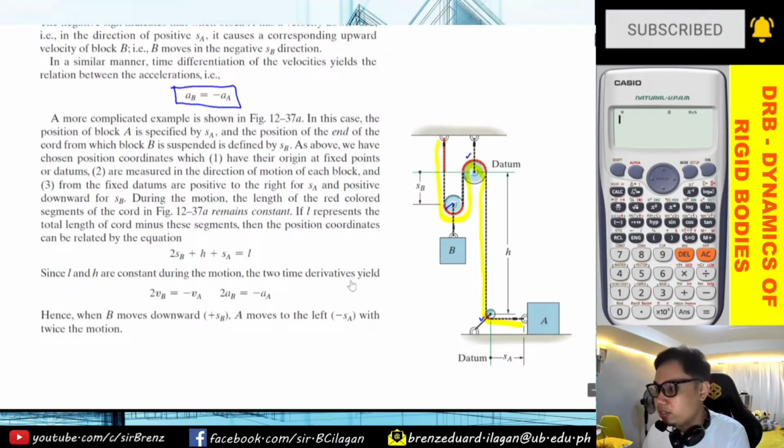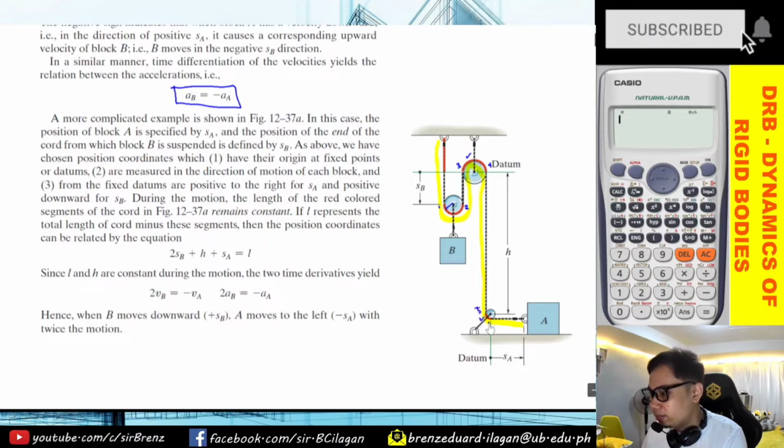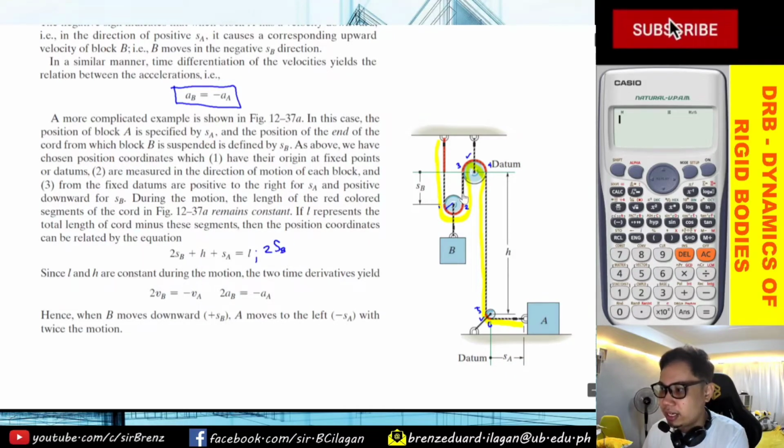Pero kung gusto mo siyang isulat, so sabihin natin na, ano bang pwede natin gawin dito? So sabihin natin itong 1 to 2, ito 3 to 4, ayan siya. And then this one is 5 to 6. So generally, ang kabuuan kasi ng equation na to should be written like this. So 2 S sub B, bakit nga naging 2? Gawa nito at saka ito.